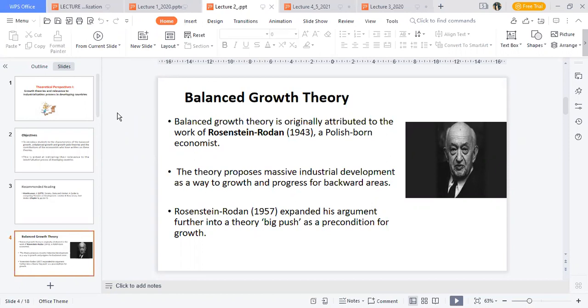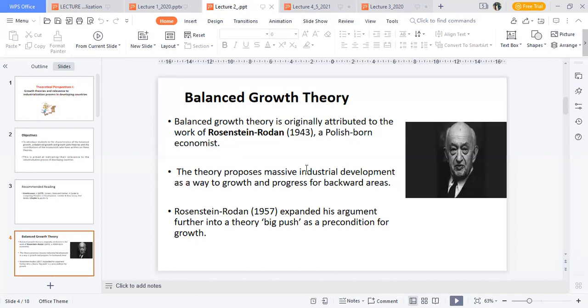So when you say balanced, what do we mean? We are looking at this man, Rosenstein-Rodan, in 1943, a Polish-born economist. He said that if you want to advance as a country, what do we do? We should practice investment. This particular theory, the first perspective, is about investment, but each theory is specific with its investment, and that's what I want us to analyze.